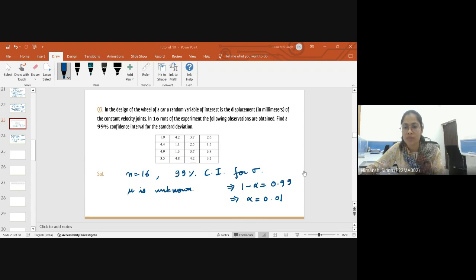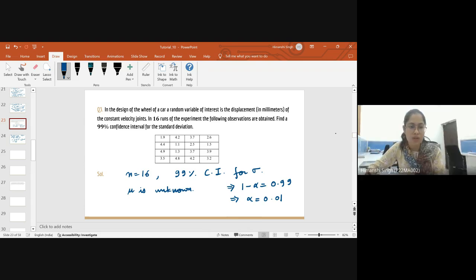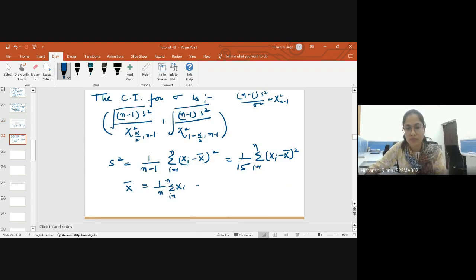Yes, ma'am. Okay, so you have calculated this x bar. You only need to sum it up and divide it by 16. Calculating, ma'am. Okay, so what is the value of x bar? Just a minute, ma'am.